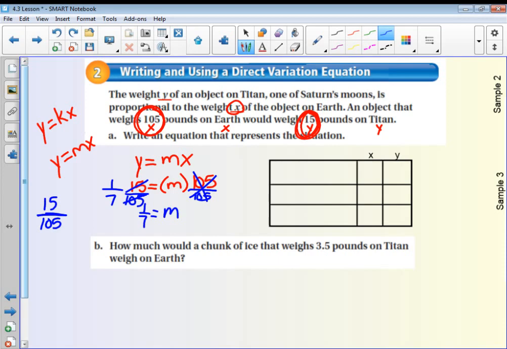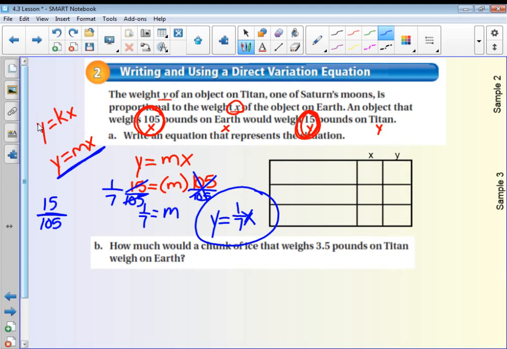Okay, so that's still not our final answer. Our final answer is to go through and plug in our m into this equation. So we're going to leave it as y equals 1/7 times x. There's our equation. I know, lots of work, right? What's going to end up happening is they're going to ask us some questions based on where we can substitute in for x or y, depending on the information that they give us.